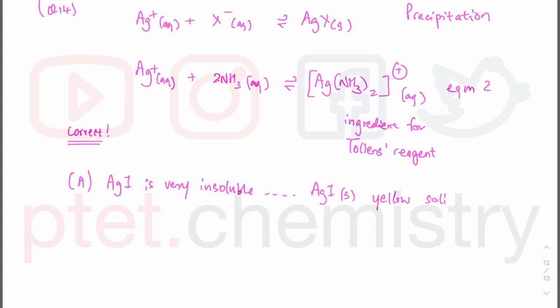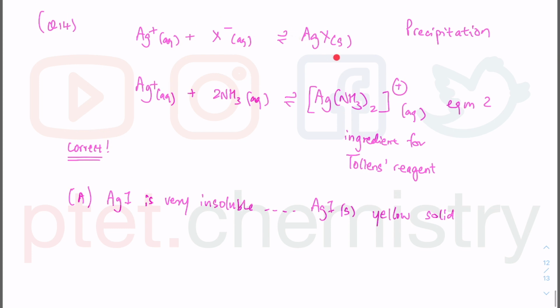As you form the solid, more and more of it will replace the right hand side in order to form more and more solid. Therefore, that is actually wrong. The equilibrium will shift to the right as more and more I- reacts. Okay, so A cannot be correct.